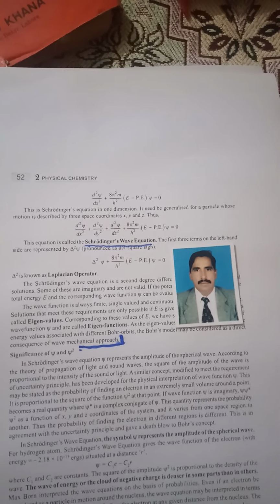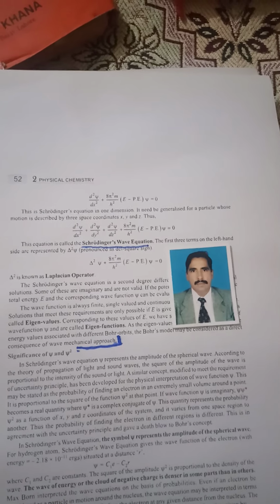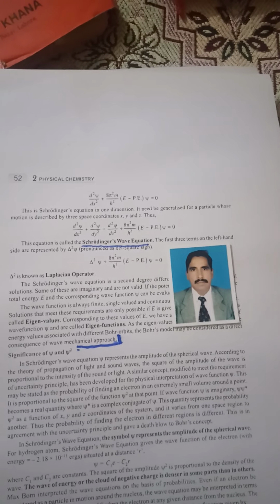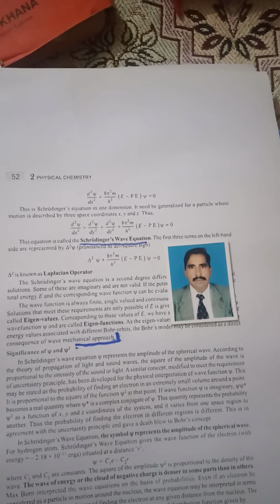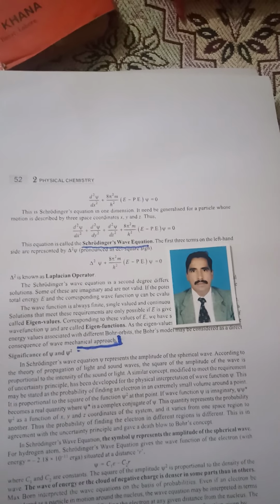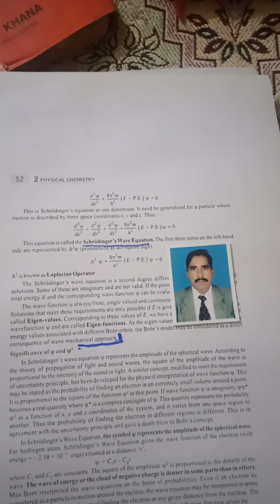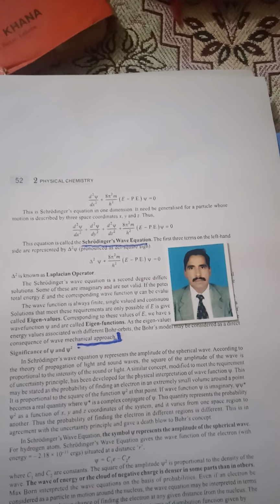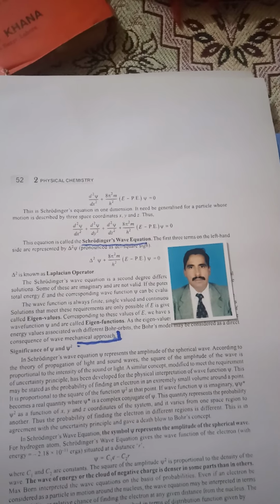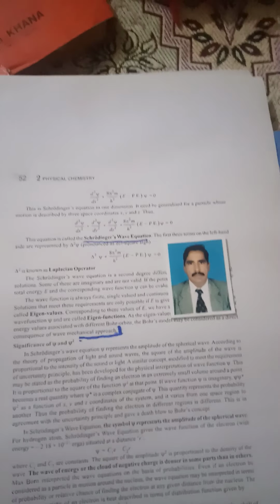Solutions that are imaginary are not valid, if the total energy and corresponding wave function can be calculated. Here we place on both sides the Hamiltonian operator, which will be equal to E psi. This is the wave equation, known as the Schrodinger wave equation.